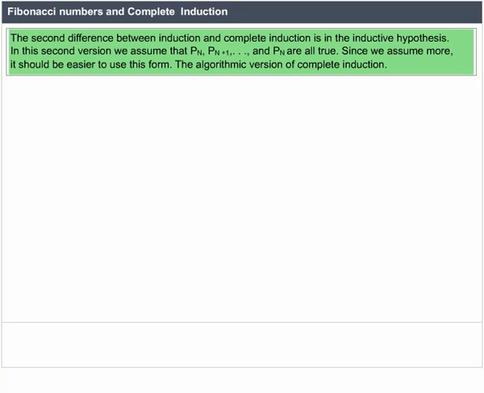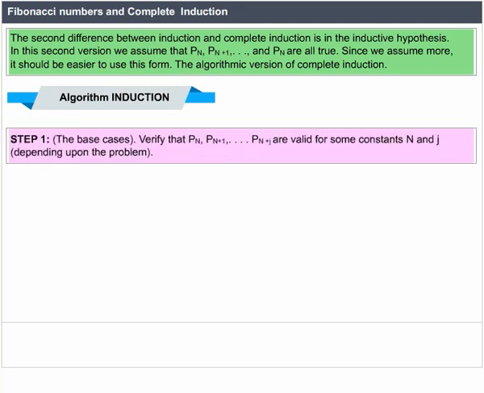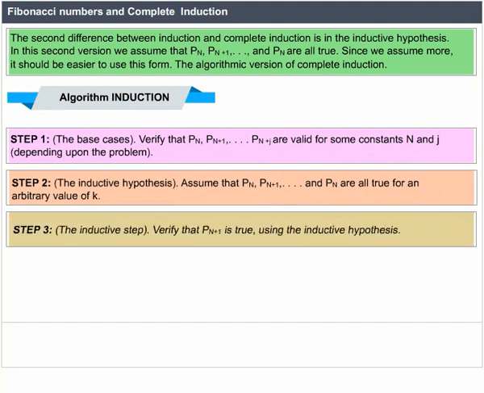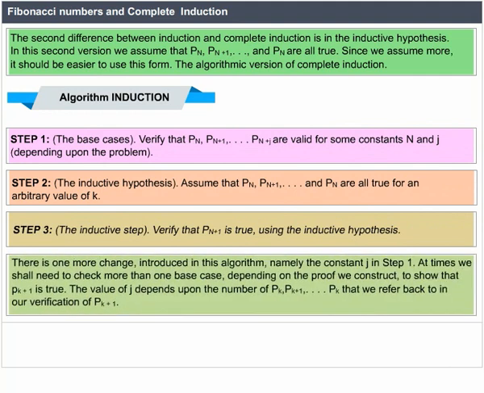Algorithm. Induction. Step 1. The base cases. Verify that Pn0, Pn0 plus 1, etc. Pn0 plus j are valid for some constants n0 and j depending upon the problem. Step 2. The inductive hypothesis. Assume that Pn0, Pn0 plus 1, etc. and Pk are all true for an arbitrary value of k. Step 3. The inductive step. Verify that Pk plus 1 is true using the inductive hypothesis.